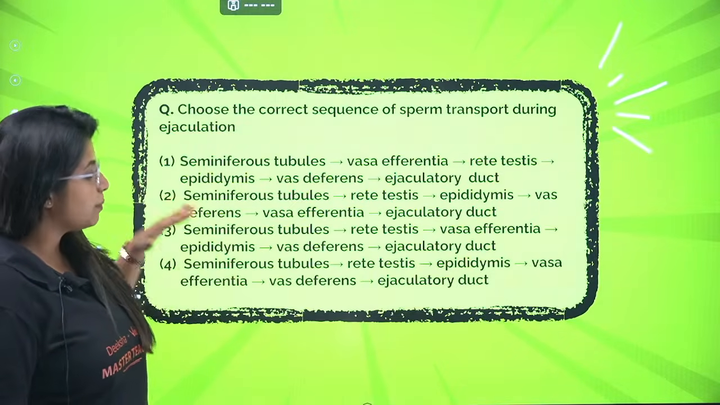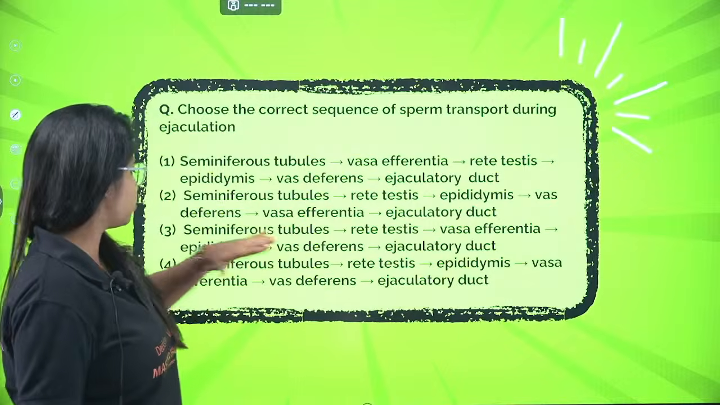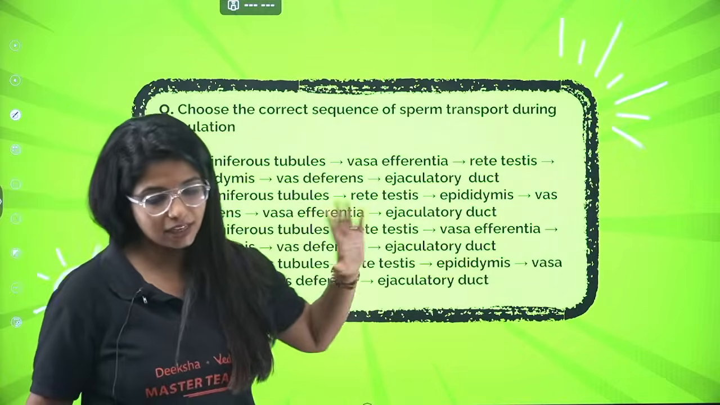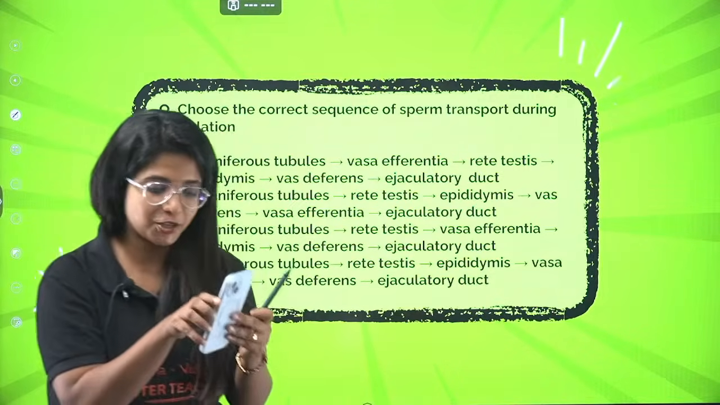And the fourth one: seminiferous tubules, rete testis, epididymis, vasa efferentia, vas deferens, and then ejaculatory duct. What do you think is the answer for this?